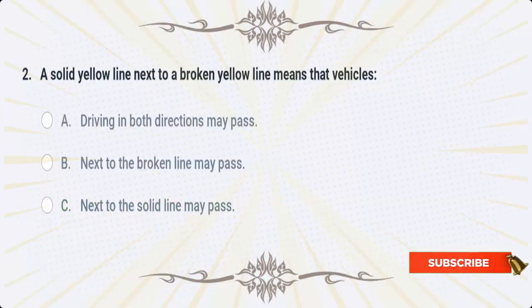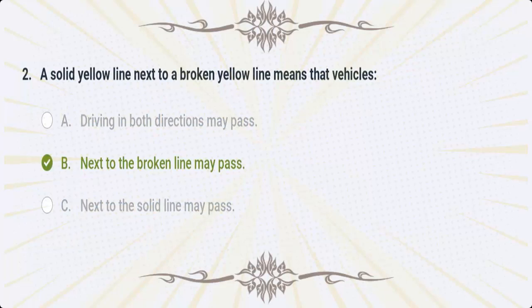A solid yellow line next to a broken yellow line means that vehicles A. Driving in both directions may pass. B. Next to the broken line may pass. C. Next to the solid line may pass. Yellow lines separate lanes of traffic moving in opposite directions. A broken yellow line next to your driving lane means that you may pass.